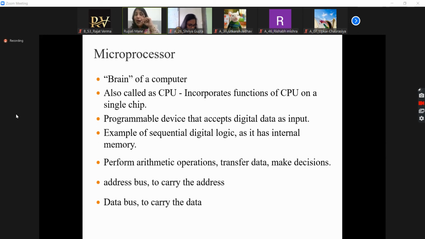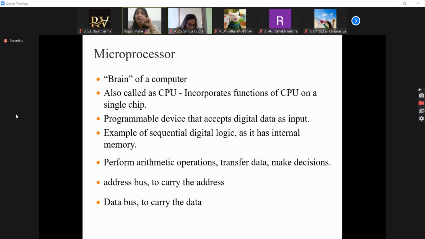So the microprocessor that I am talking about, what is that microprocessor? Microprocessor is nothing but a CPU. Then next is what? It is a programmable device that accepts digital data as an input. Okay, what does this microprocessor do? It is a programmable device. Very, very important characteristic. Okay, it is a programmable device.